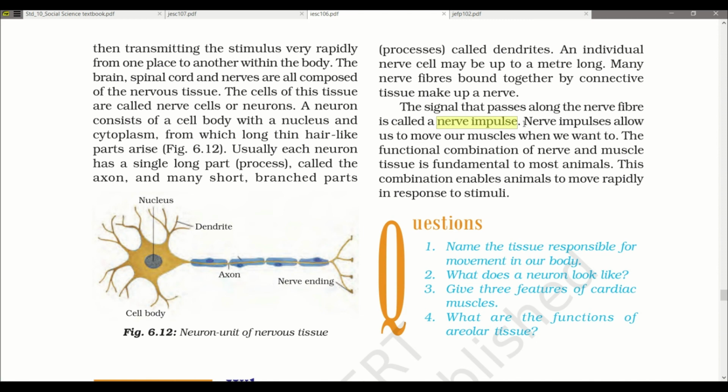The functional combination of nerve and muscle tissue is fundamental to most animals. This combination enables animals to move rapidly in response to stimuli.